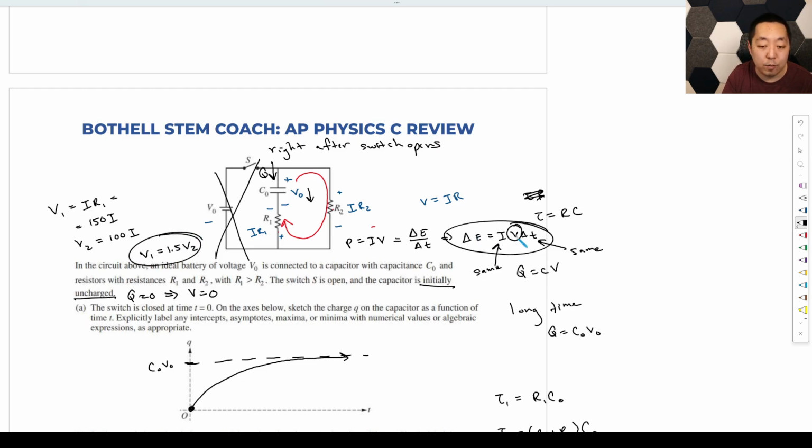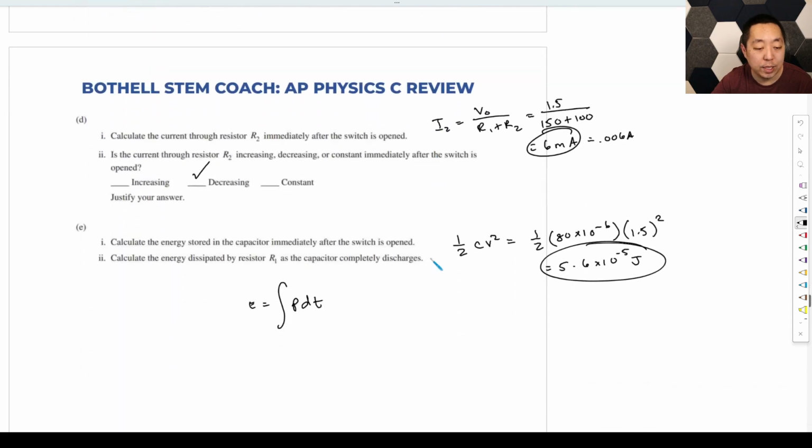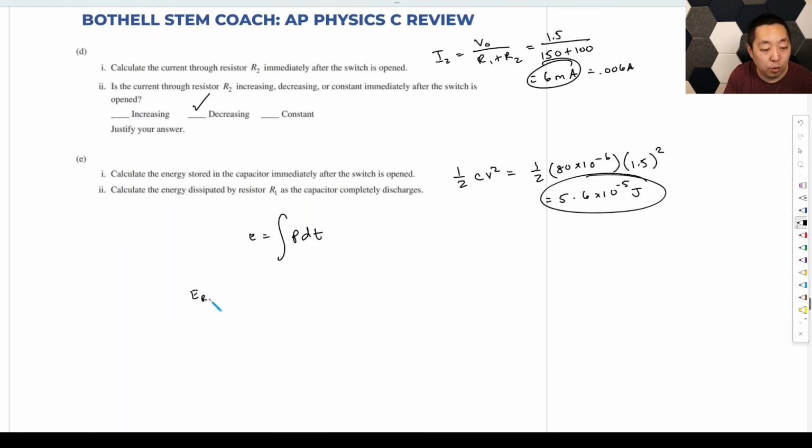So he's going to have 1.5 times the amount of energy. So the energy through resistor 1 is going to equal 1.5 times the energy through resistor 2, because they're in series like that. Hopefully that part makes sense. Now, the total energy we're dissipating is 5.6 times 10 to the negative 5, which has to be the energy dissipated by R1 plus R2 by conservation of energy, right? Where does that energy in the capacitor go?